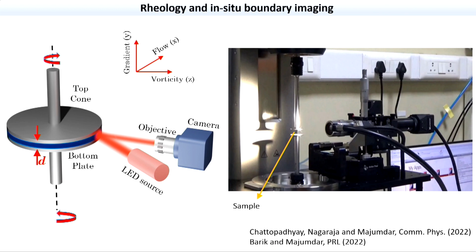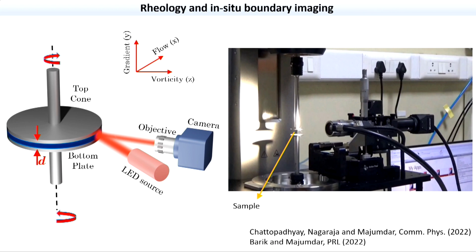But what we did, we seeded the system with 3-micron polystyrene tracer particles, which are opaque. We put in only 1% polystyrene, and the rheological measurement remains completely similar. So this is the experimental setup, basically boundary imaging. You have this bottom plate and top cone, and both can be independently rotated, but we are operating the bottom plate. You shine a diffuse LED light source, and then you observe the boundary using a camera fitted with a microscope objective.